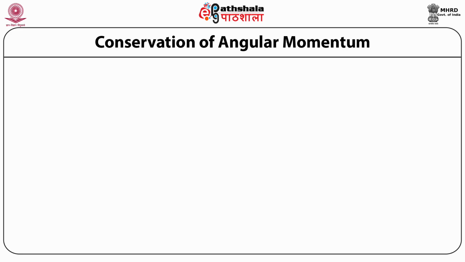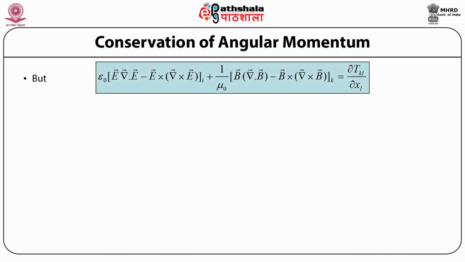Conservation of angular momentum. Now, in the first term on the right hand side of the above equation, we see that the terms within the square bracket, that is the ith component of epsilon naught times [E(∇·E) − E × (∇×E)], plus 1 upon mu naught times the k component of [B(∇·B) − B × (∇×B)], subscript k.